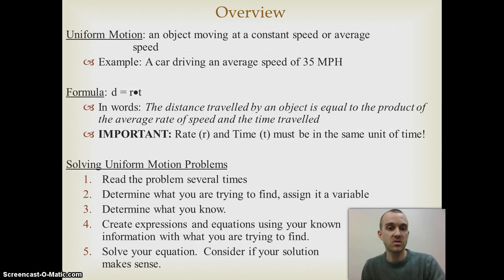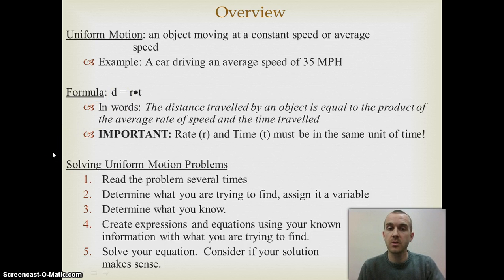This allows us to use the distance formula, where we know that the distance we travel is going to be equal to our average speed times the amount of time we've been traveling. Now, it is important to recognize that our speed and our time have to have the same unit of time. So if our speed is in miles per hour, our time that we discuss must be in hours as well. So we may have to convert time.